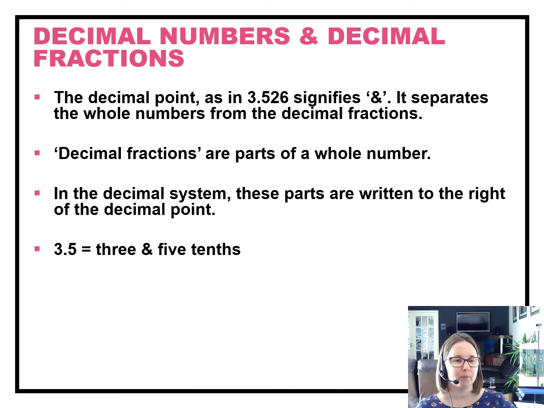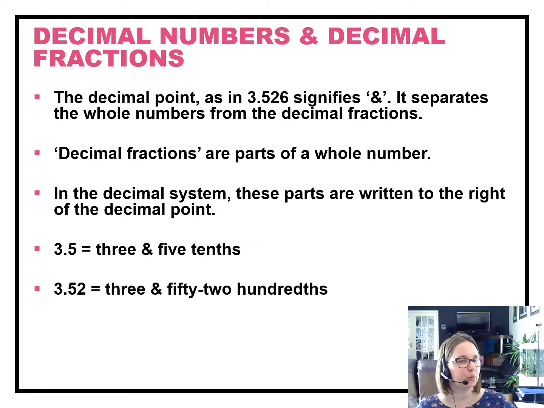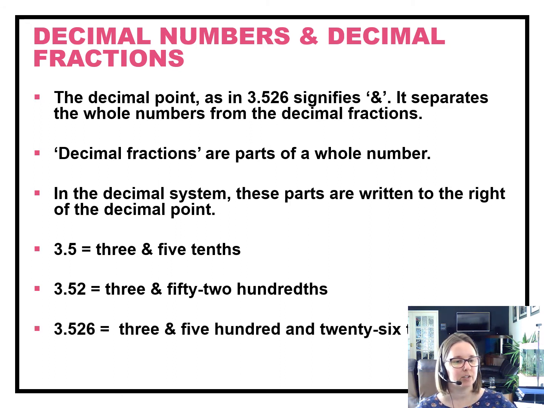So 3.5 equals 3 5/10. 3.52 is 3 52 hundredths. And 3.526 is 3 526 thousandths. Apologies if the word thousandths there is obscured by the video of my face.